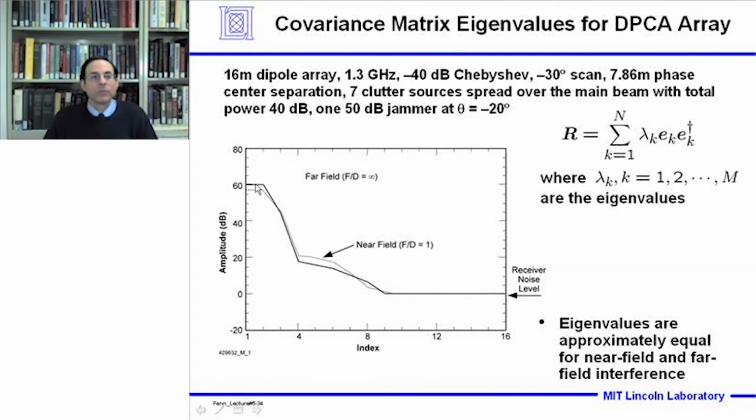We see there are 2 large eigenvalues corresponding to the large jammer signal. There are a number of intermediate eigenvalues due to the clutter sources and the finite bandwidth, with the remaining eigenvalues at the receiver noise level. Notice that the near field eigenvalues at f over d1 are approximately equal to the far field eigenvalues at f over d of infinity. And so we would conclude that the eigenvalues are approximately equal for near field and far field interference. So the degrees of freedom that are consumed are approximately equal in the near field compared to the far field.